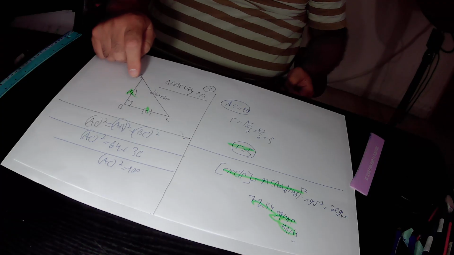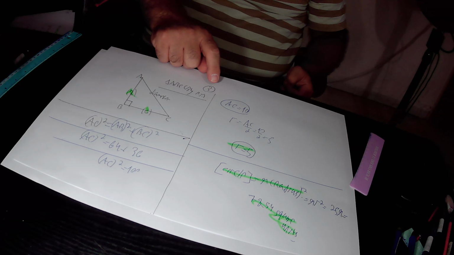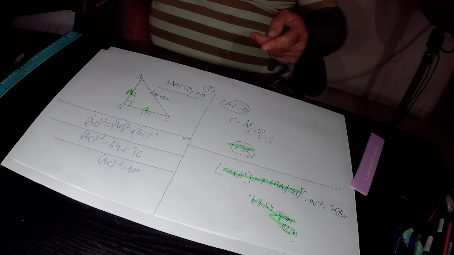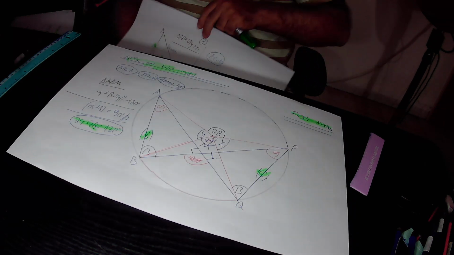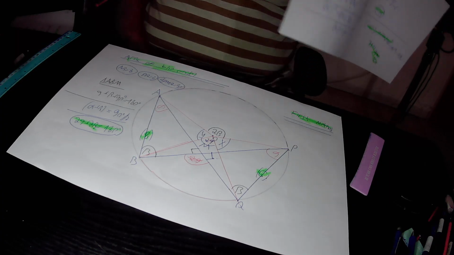So AC squared equals 100. If we take the square root, we find out that AC, that is the diameter of the circle, is equal to 10 units in its length. If the diameter AC is 10, then the radius is 5. So the radius of this circle is equal to 5 units in its length. Our task is to find out the area of this circle.